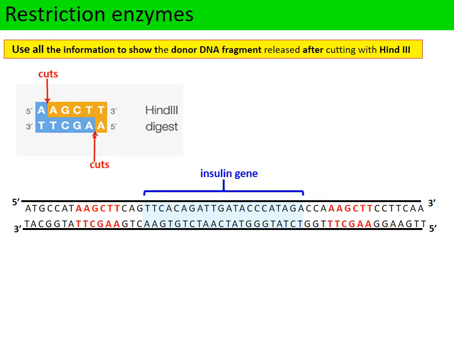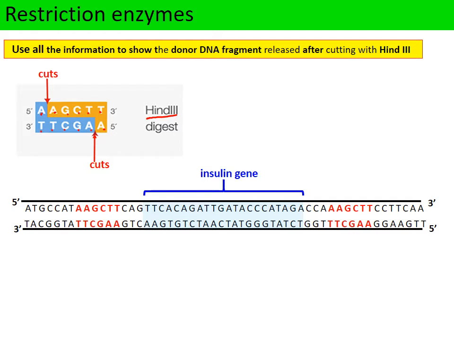So let's have a look at our insulin gene, for example. Now this is not the actual sequence of codons that would specify the human insulin protein, but we can use the sequence anyway, just as an example. So we know HindIII at the top here. We know it recognizes AAGCTT. Now the sequence going in the opposite direction is the same, so AAGCTT.